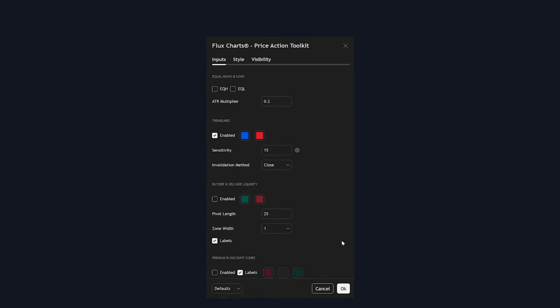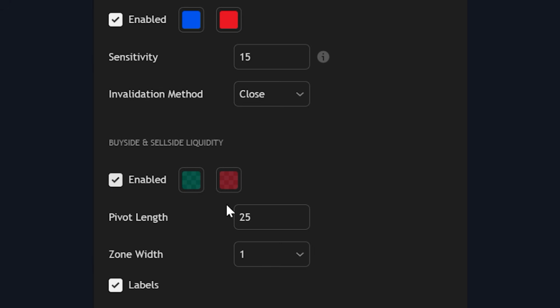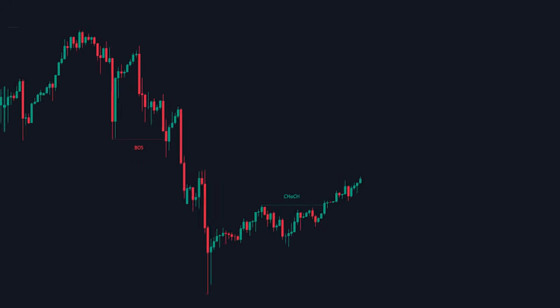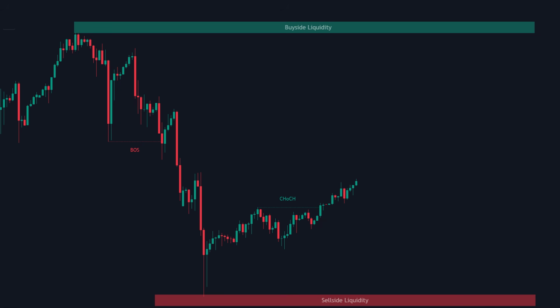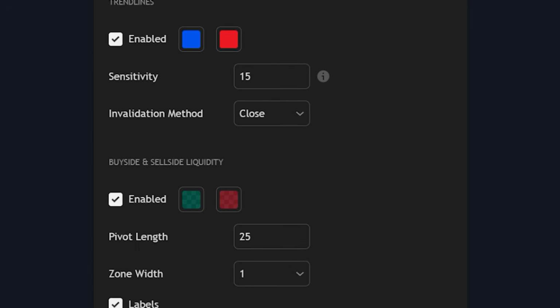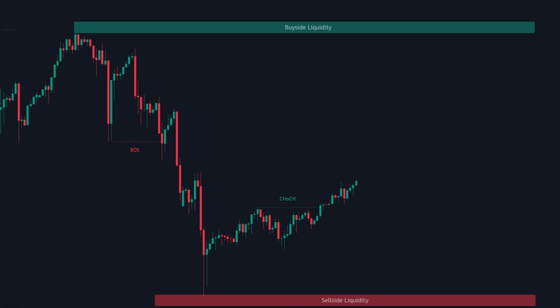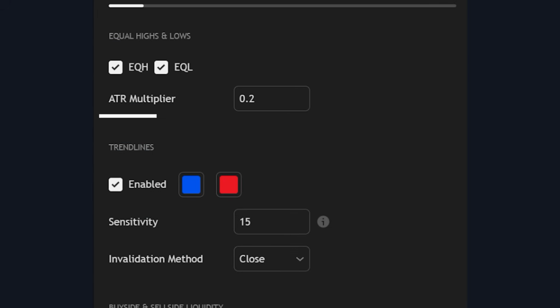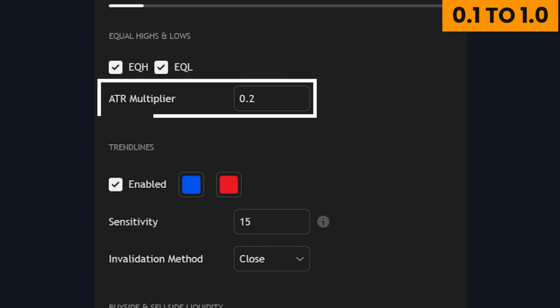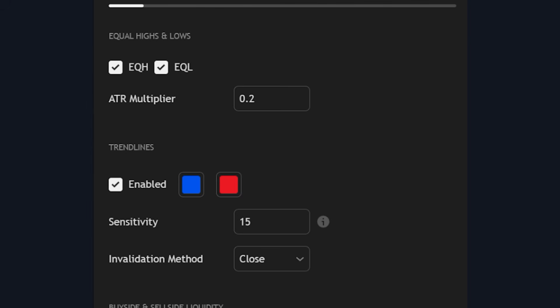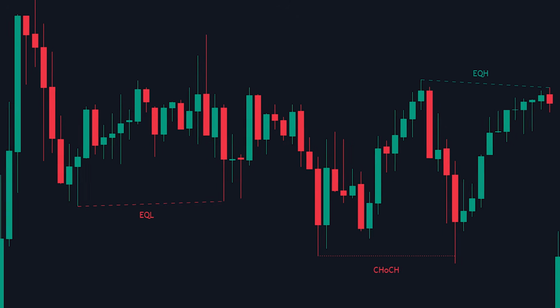Open the settings and turn on buy side and sell side liquidity, plus equal highs and equal lows. The toolkit now plots BSL and SSL zones automatically. The pivot length setting controls how significant the levels are. A higher length shows fewer but more important pulls further from price, which is exactly what we want for targets. For equal highs and lows, there's an ATR multiplier from 0.1 to 1.0 that decides how close two highs must be to count as equal. Keep it low for stricter, cleaner levels. In 10 seconds, your whole liquidity map is drawn.